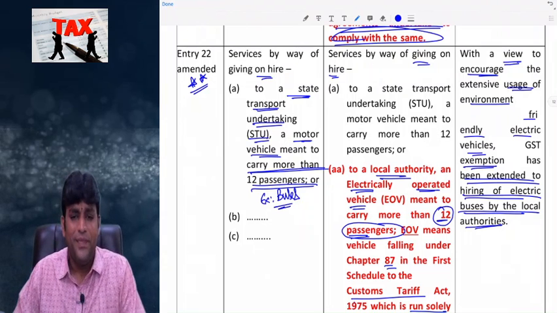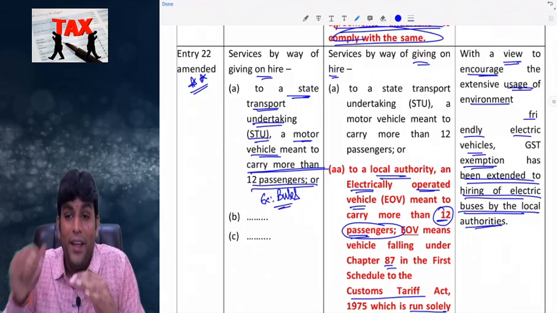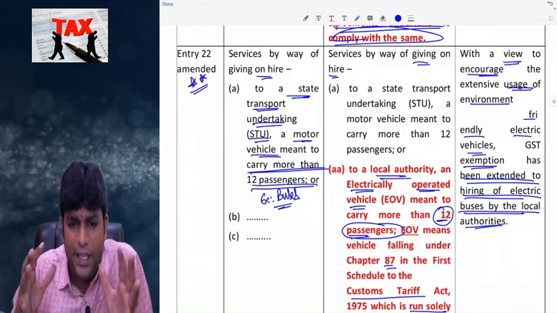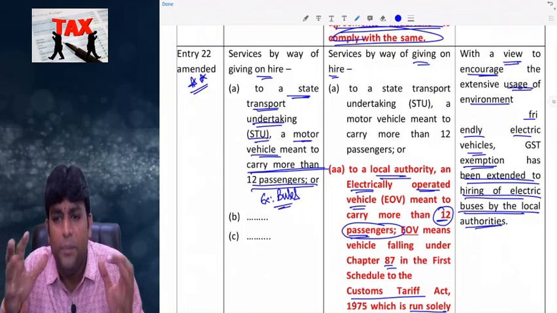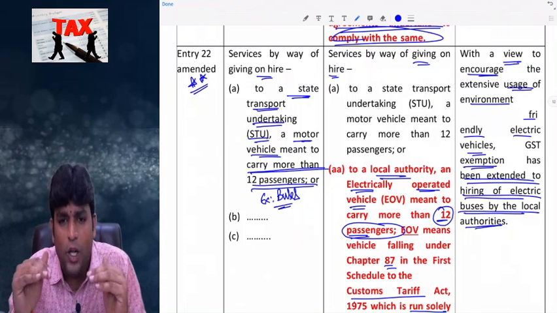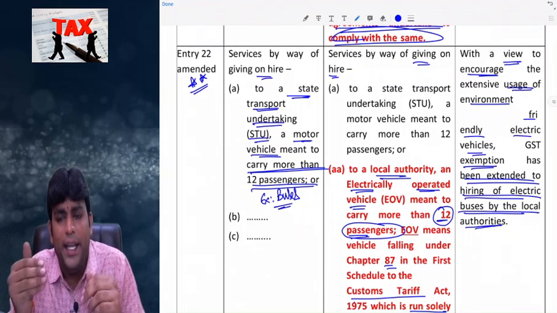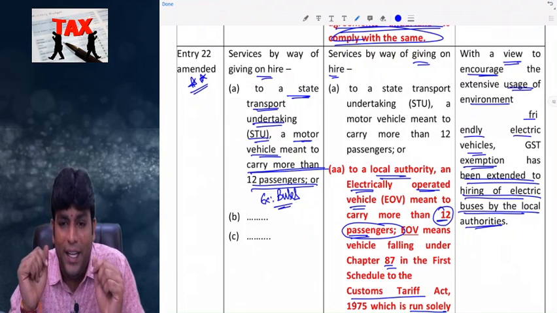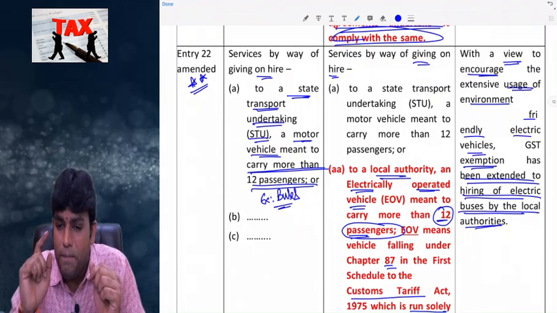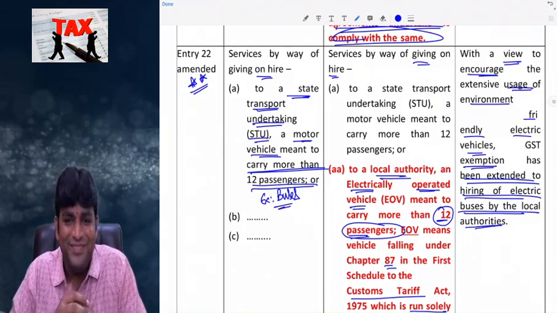That is the same. So what was covered earlier was giving on hire to a state transport undertaking a motor vehicle meant to carry more than 12 passengers. Now what is also covered is, to a local authority, an electrically operated vehicle meant to carry more than 12 passengers. That's it.